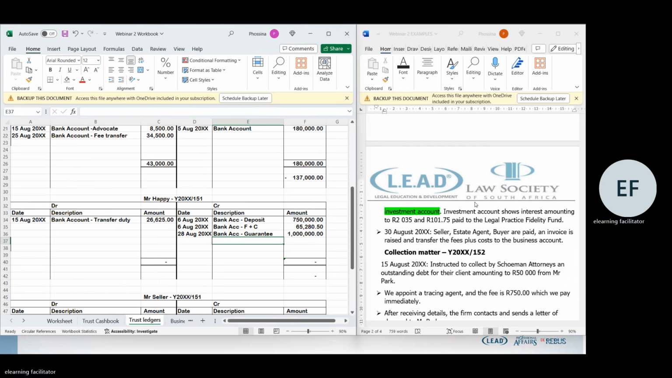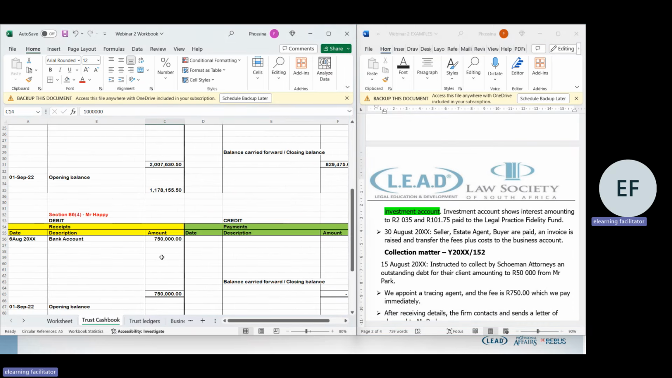And then the investment account shows interest amounting to 2,035.101.75 paid to the legal practice fund. Okay, so we start with the investment account. We are recalling money from the investment account. This is our investment account. So when we are recalling it, we are paying. But we are told that there's interest that has been earned in the investment account. Which date is that? On 28 August 20XX.